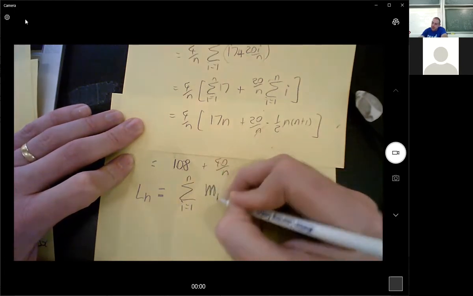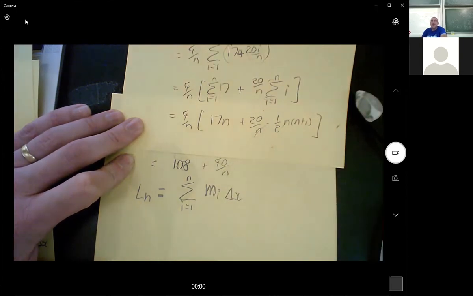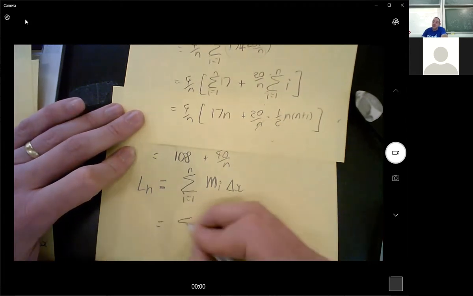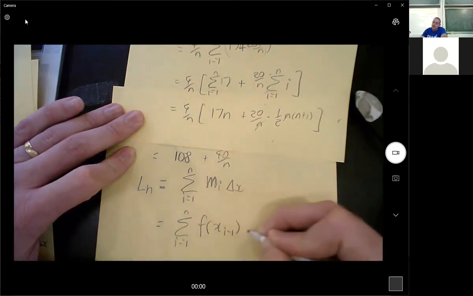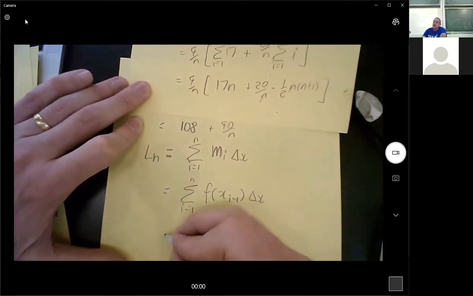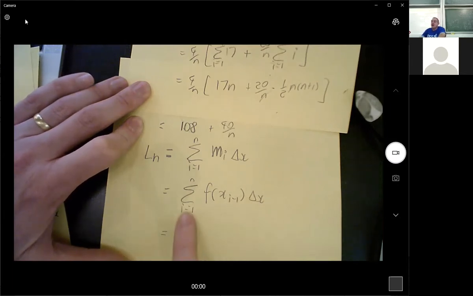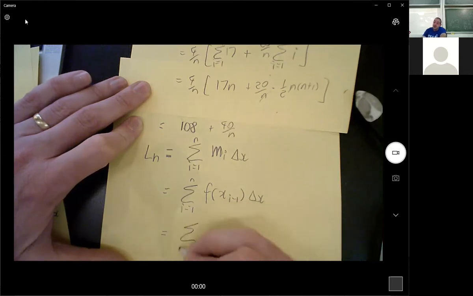little m i delta x. I didn't figure out what little mi was, but that's okay, because little mi was f of x i minus 1. This is where the magic trick is. So see, if I put i equals 1 into this, then it's really x 0. So when i is equal to 1, i minus 1 is 0. When i is equal to 2, i minus 1 is 1. When i is 3, i minus 1 is 2. So this is the same as this sum.